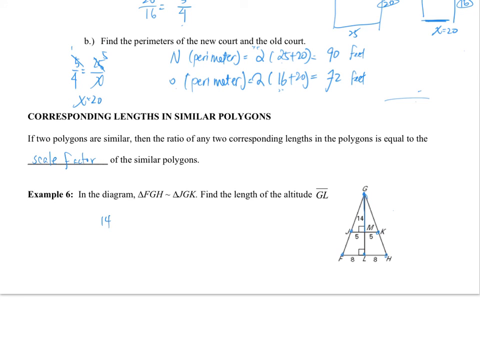So we could put 14, and then the base, which is 5 plus 5, 10. We could set that equal to the entire height of the bigger triangle, or the altitude, GL, and then put it over the length of the base. And then we can solve for GL. So then 5 GL would equal, and GL would equal 22.4.